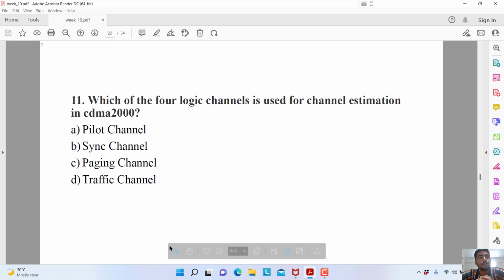Please try. So the answer is A part. Basically, every channel has a different purpose. For channel estimation, we are using the pilot channel. So the A part is the correct option.